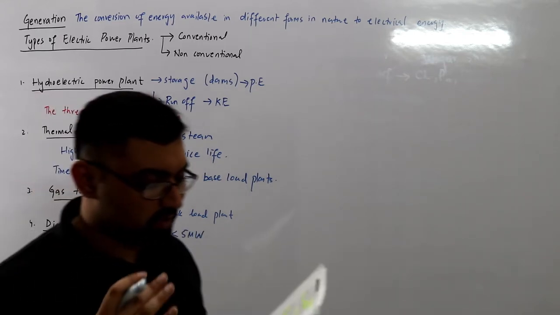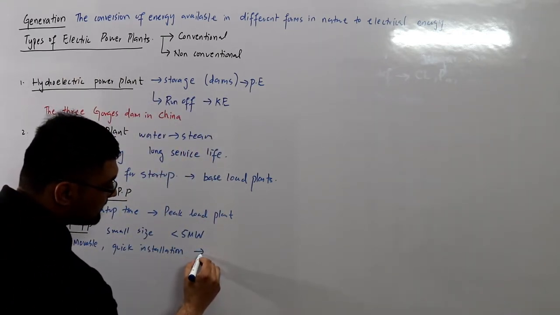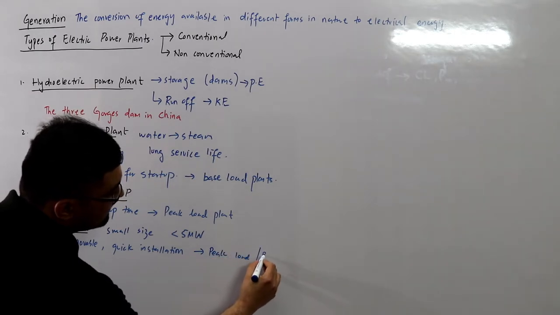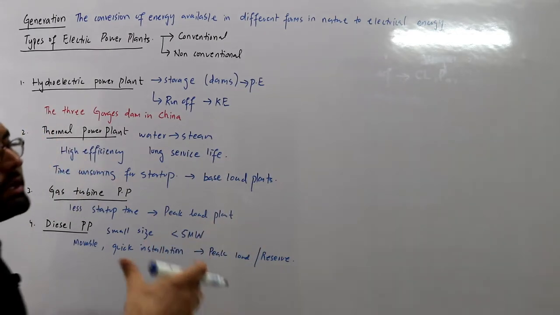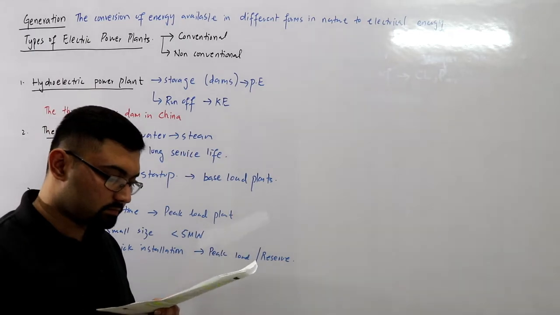Therefore, it is suitable for peak loads or reserve. Again, you could say this would be for the peak loads, or you could say it could be used as a reserve. Why? Because you can move it quickly and turn it on quickly. So that is the reason.